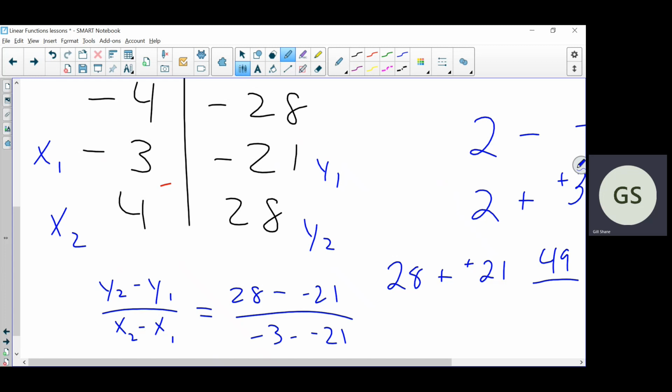The final answer I think is 7, but not the bottom. What would the bottom be? The bottom is negative 24. The bottom is -3 minus 4. Correct? But I feel like I got something wrong, 'cause that doesn't come out right. Where is the 4?